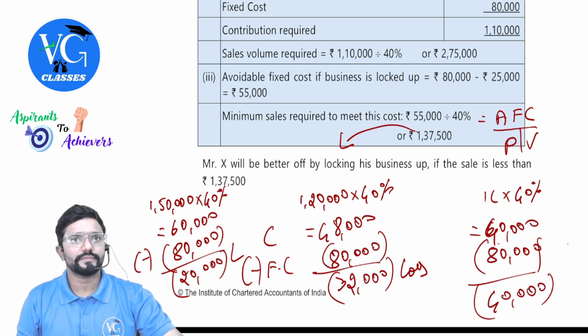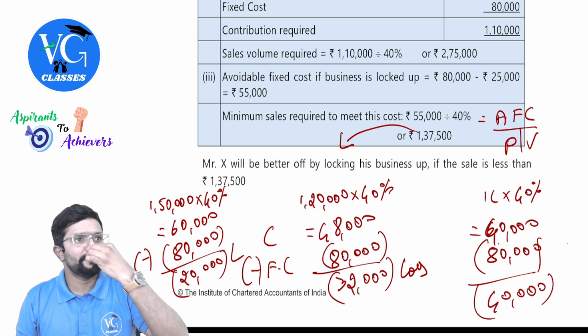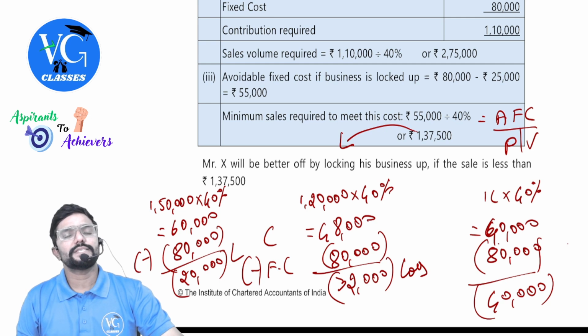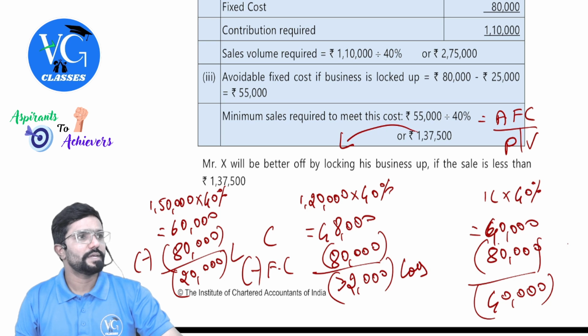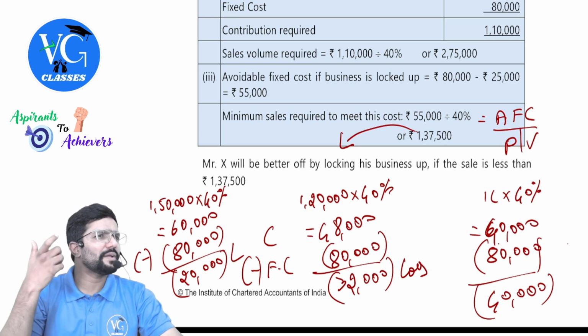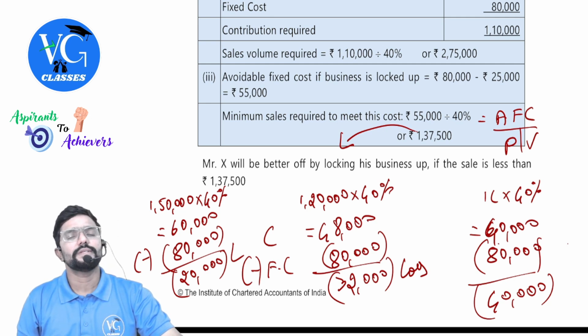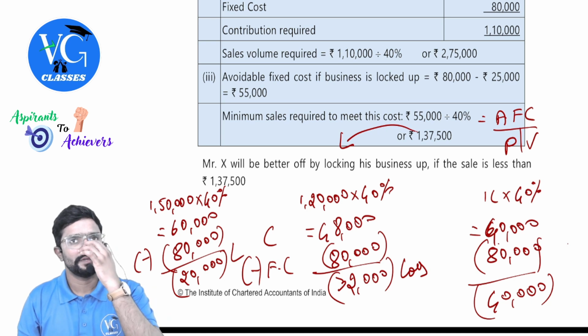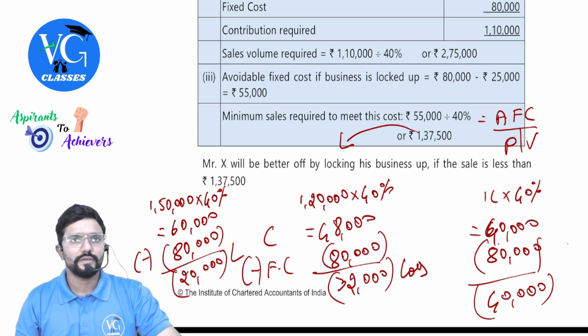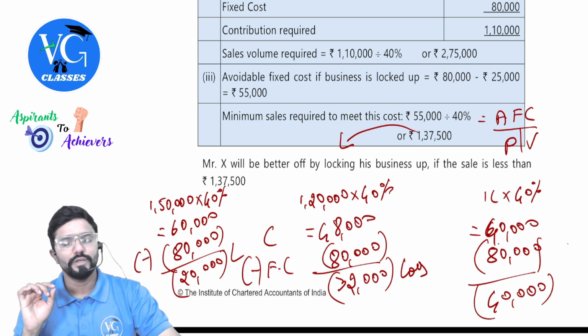Next, second point. If the sales are more than the above, the above in the sense whatever number you get, guys, by using the formula, then better to continue with the operations. Full stop, and write below a small note.